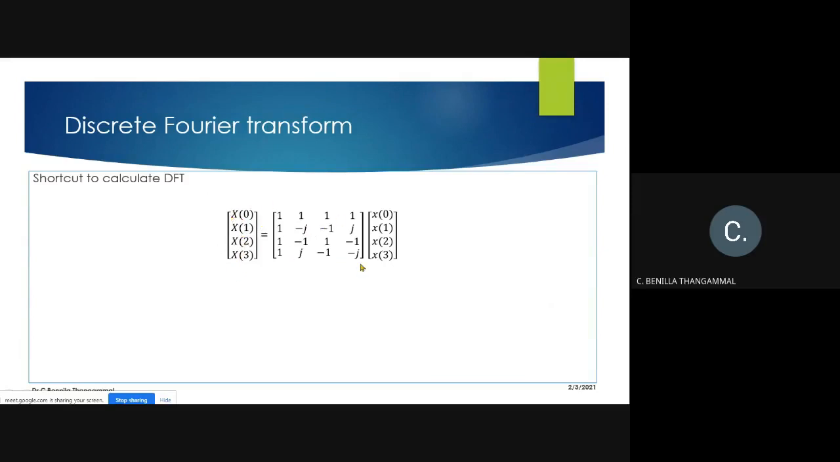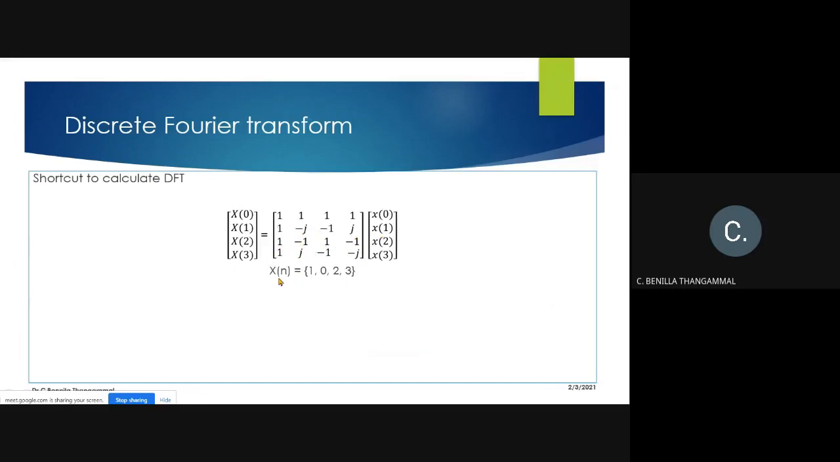So this matrix you have to memorize. It is a 4 cross 4 matrix. The first row will be all 1s and the first column will be all 1s. So the second row, you just remember: 1, minus j, minus 1, j. And the last row will be the reverse of that: 1, j, minus 1, minus j. And then the third row will be the alternate: 1, minus 1, 1, minus 1. If you memorize this one, it's very simple.